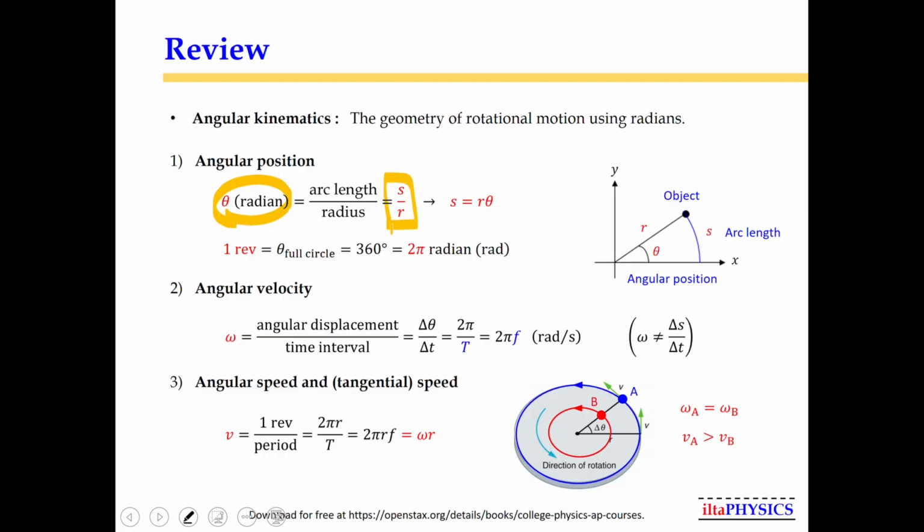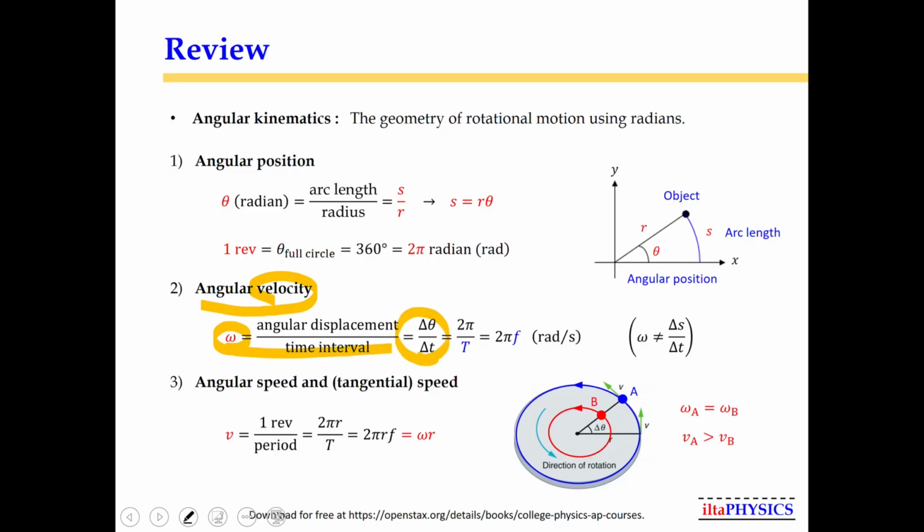In our daily lives, we usually use degrees, but we found the relationship between degrees and radians through a full circle. 360 degrees is equal to 2 pi radians. Now that we've defined angular position for a rotating object, we can define its velocity. If we know the position, we can calculate how much that position changes, called displacement, over a time interval.